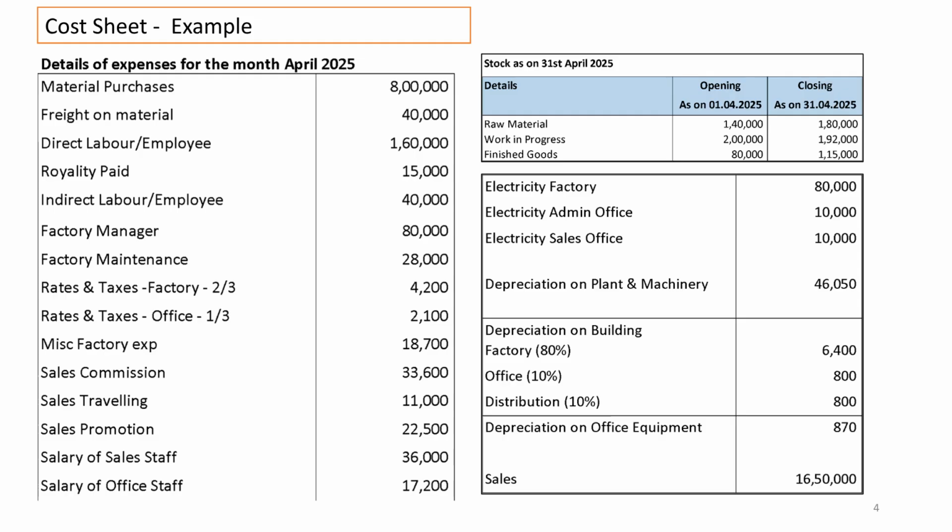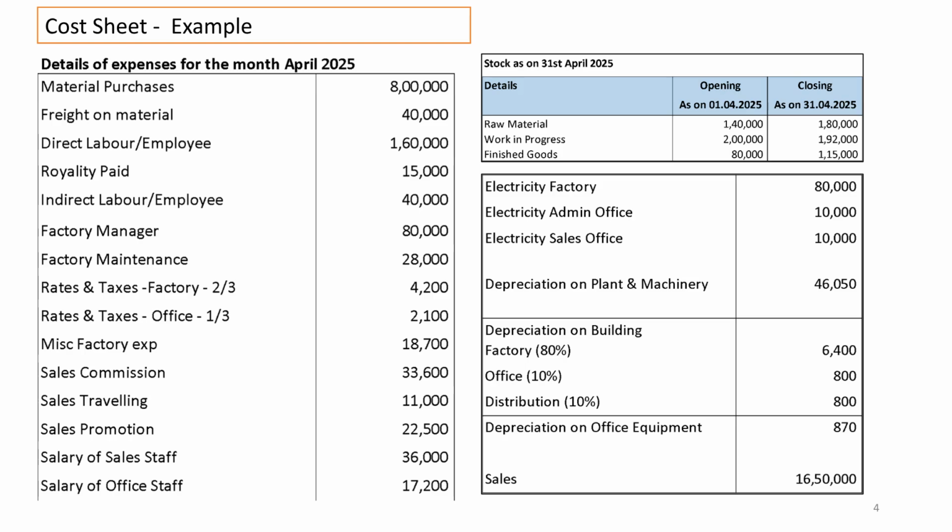Electricity factory is part of factory cost. Electricity admin office is part of admin cost. Electricity sales office is part of selling and distribution cost. Depreciation on plant and machinery is part of factory overhead. Depreciation of factory building is factory overhead. Depreciation of office building and office equipment is admin overhead. Depreciation of sales building is part of S&D overhead.